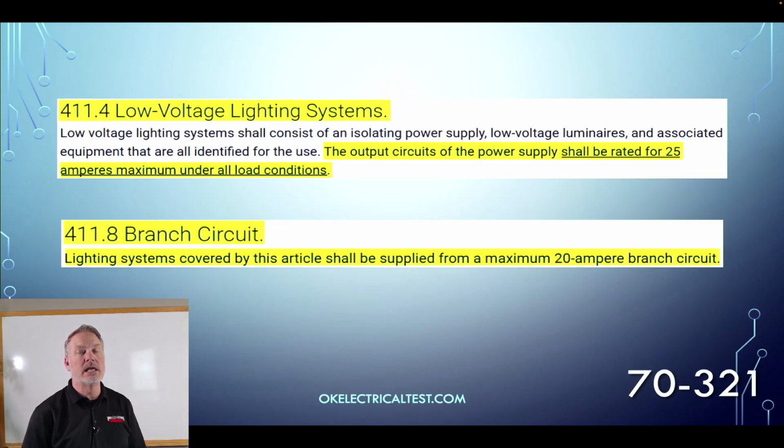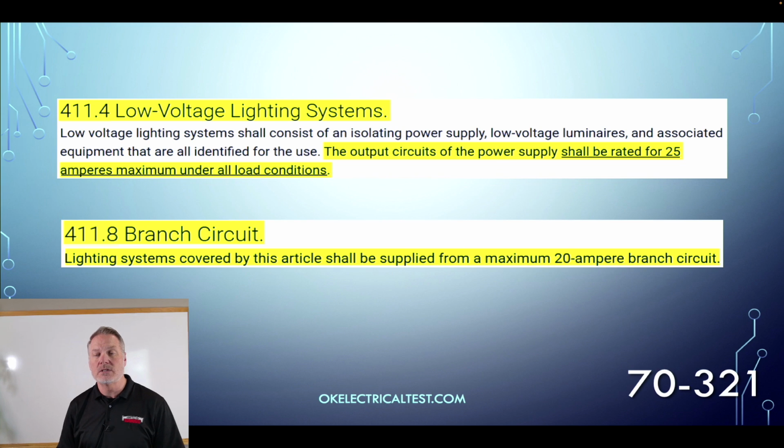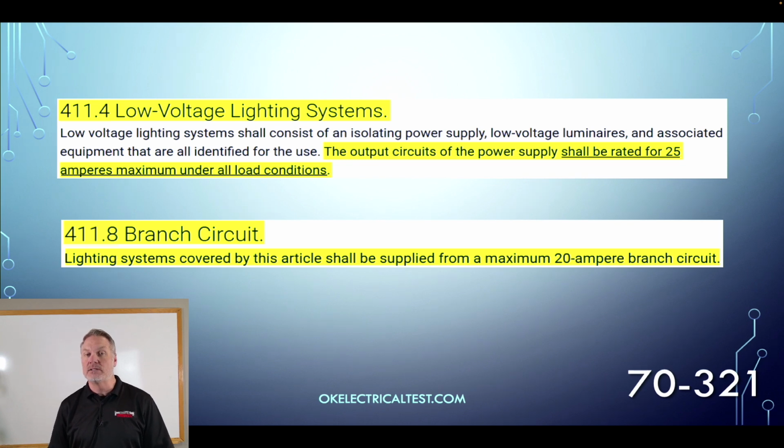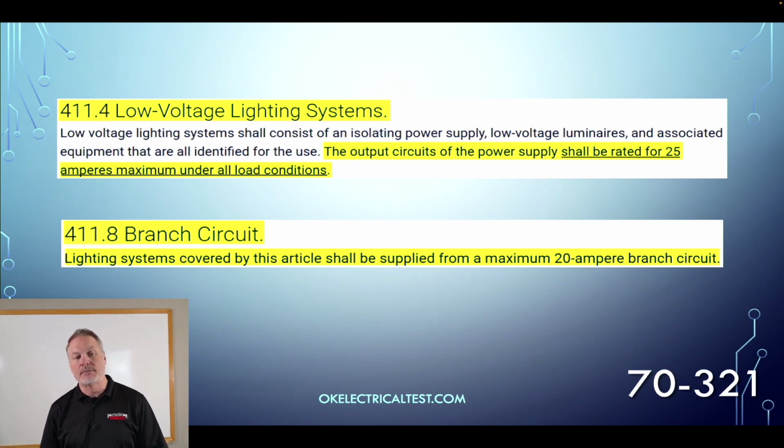Let's go to 411.4, low voltage lighting systems. We're going to jump down to that second sentence in that paragraph. It says, the output circuits of the power supply shall be rated for 25 amps maximum under all load conditions. And 411.8, we've got branch circuit. Lighting systems covered by this article shall be supplied by a 20 amp maximum branch circuit.